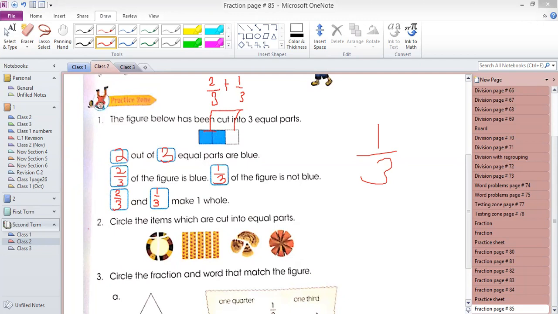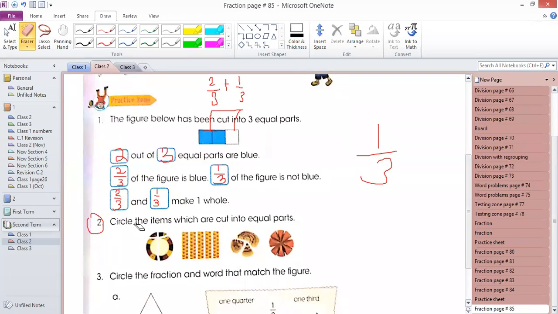Then we have question number 2. Question number 2 is about circling the items which are cut into equal parts. So look at this figure and tell me, is it cut into equal parts? No. Very good. It is not cut into equal parts. So we have to circle the items which are cut into equal parts. So guys, question number 2 we will complete inshallah in tomorrow's class. We will keep our lesson up to here, up to question number 1.